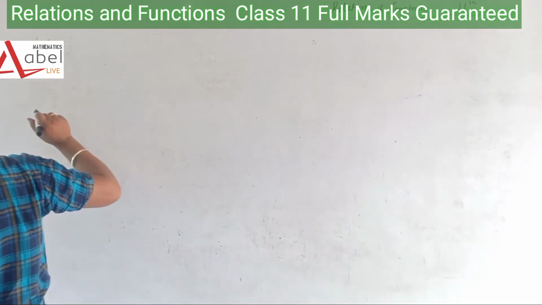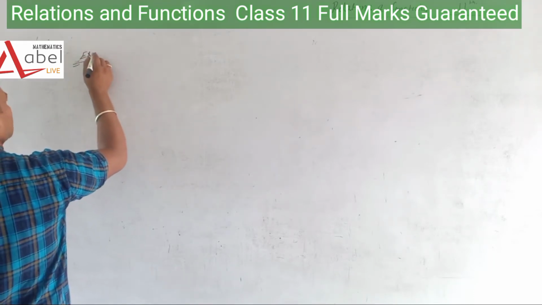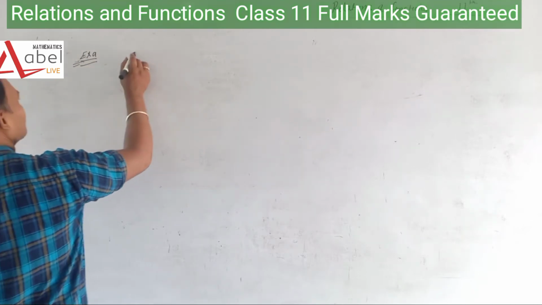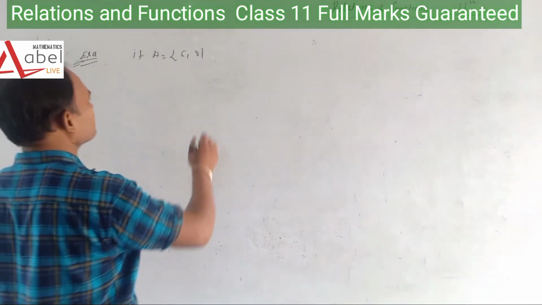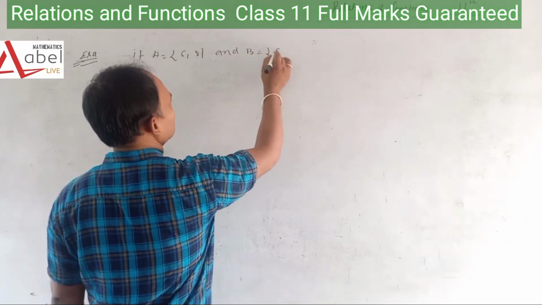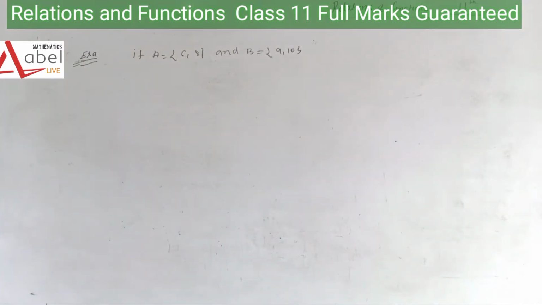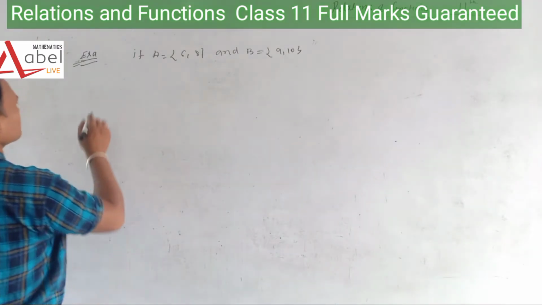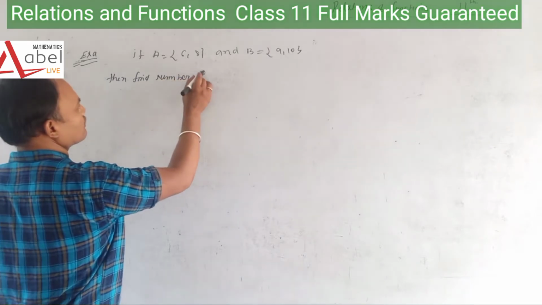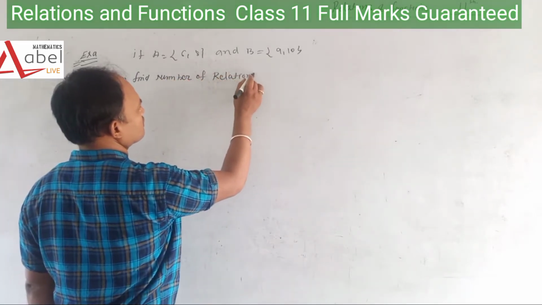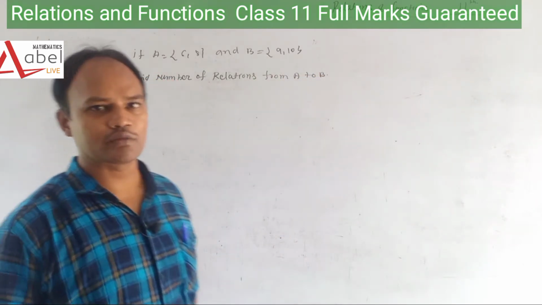So let's see. In the previous video we discussed some examples of relations. In this video we are also going to discuss some relations. So the question is this example: if A equals {6, 8} is given, and B equals {9, 10}, then find the number of relations from A to B.